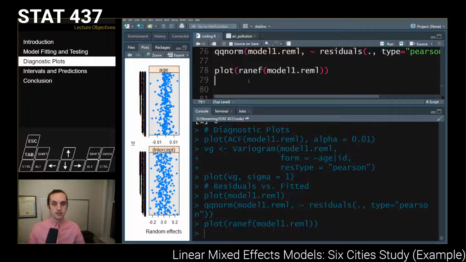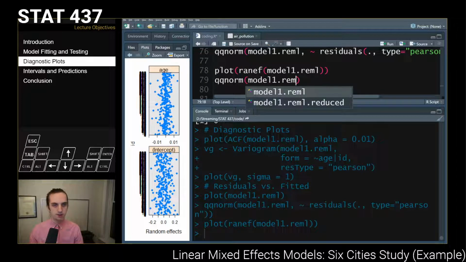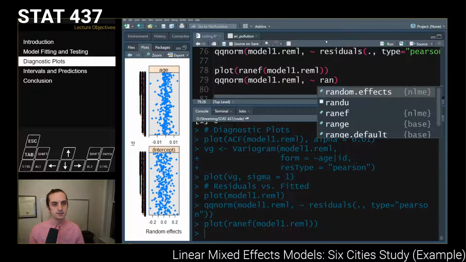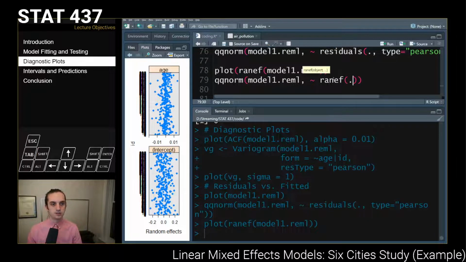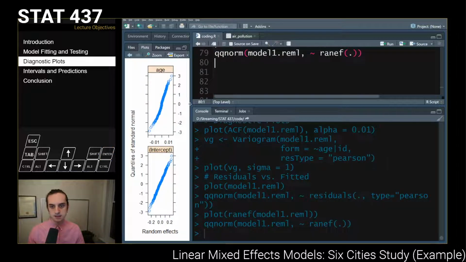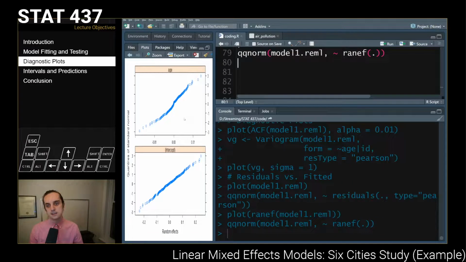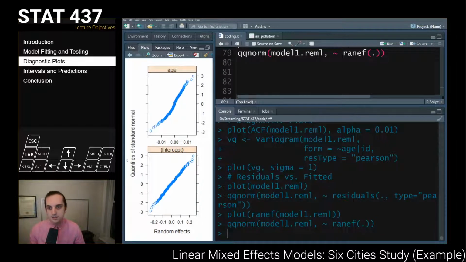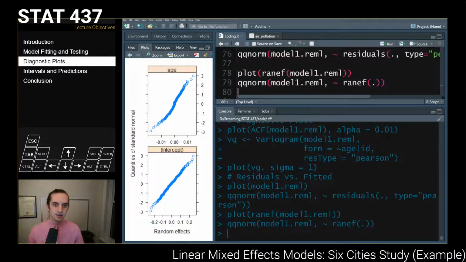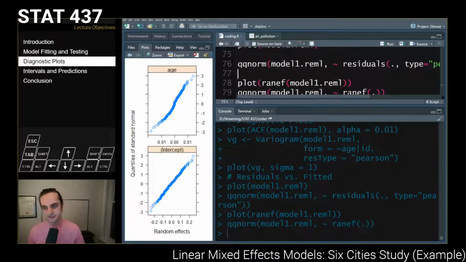Now, if you have trouble reading that kind of plot, we could also call qqnorm on model1.reml, where instead of calling the residuals, we just call the random effects on this model. If I run that, you can see we get these two normal QQ plots, and these look a lot better than the previous one did. Again, you expect them to sit on the straight y equals x line, and these maybe have some issues, but they are certainly straighter than the residuals looked.